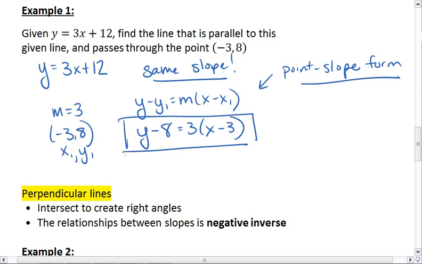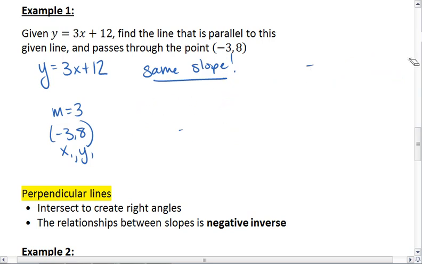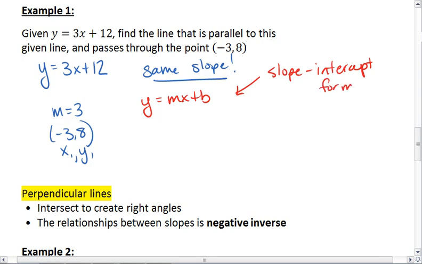Let's now look at the same thing but using slope-intercept form. So general form for that is y equals mx plus b. This is slope-intercept form. We know that the slope is m, so we know we'll have y equals 3x plus b. To find what b is, we're going to plug in the ordered pair that we already know.